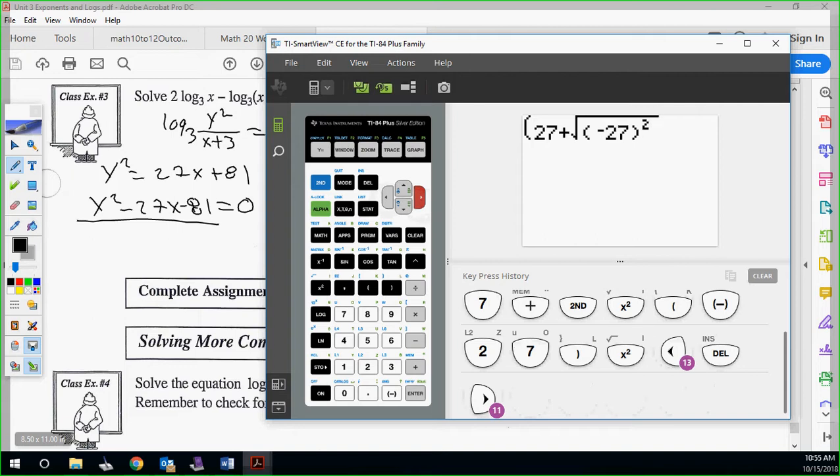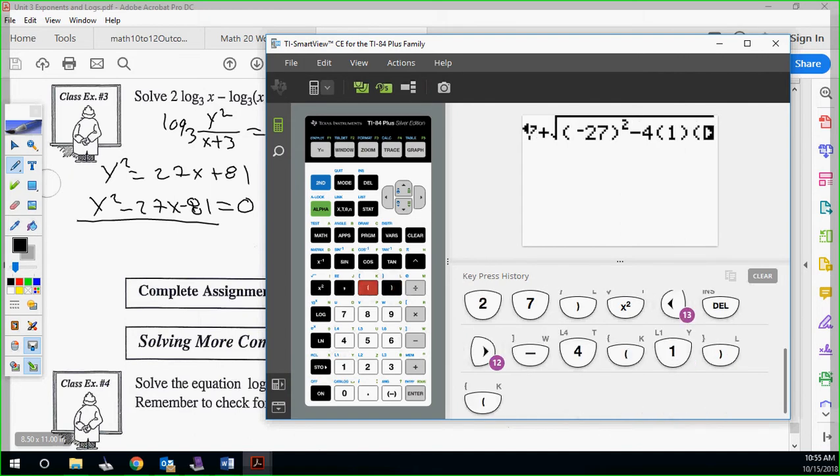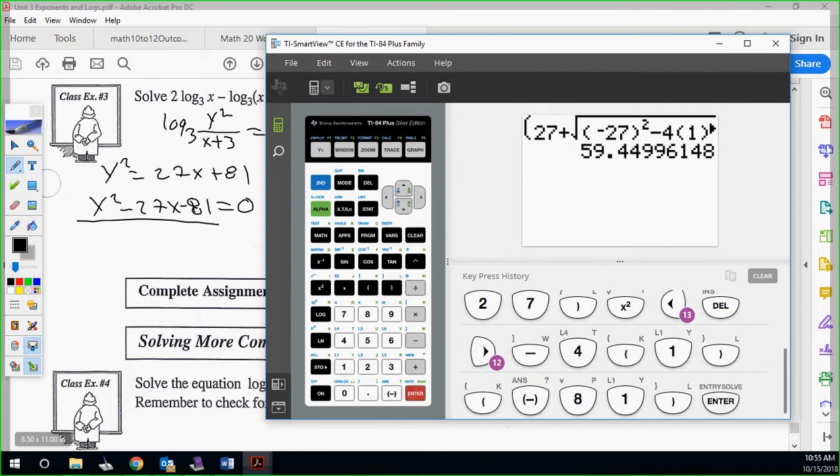Okay, and then we got minus 4a, which is 1, c, which is 81, which is a negative 81. Okay, and I like to do this now, just see what it is, and then I'll divide it by 2.